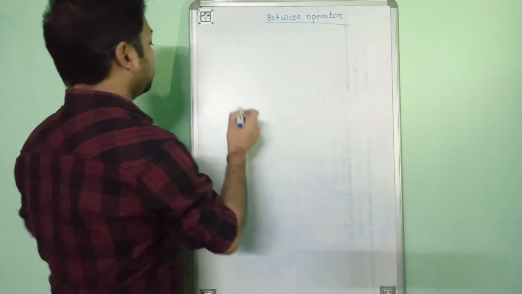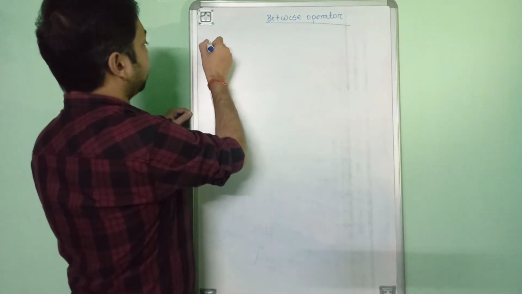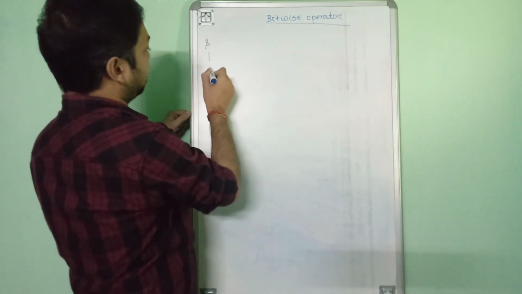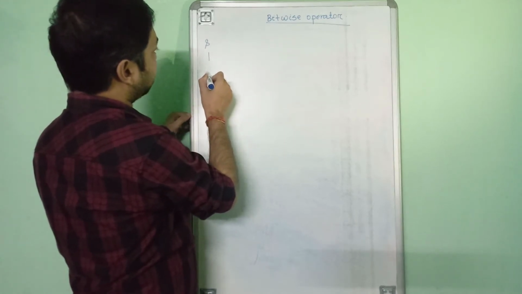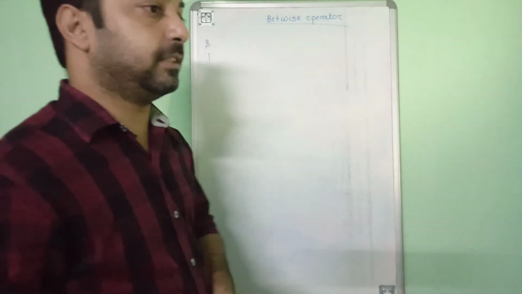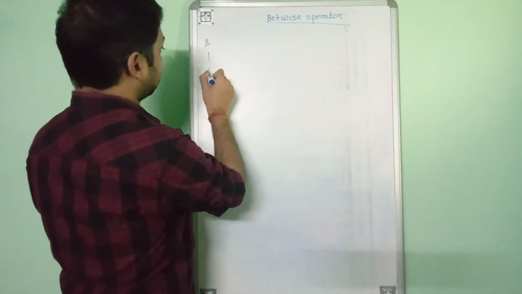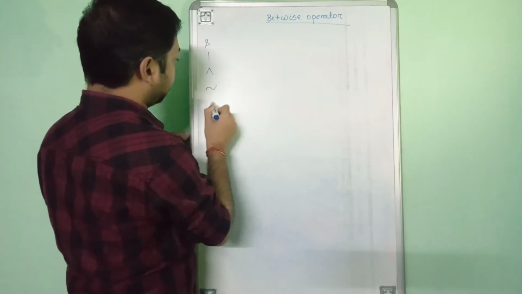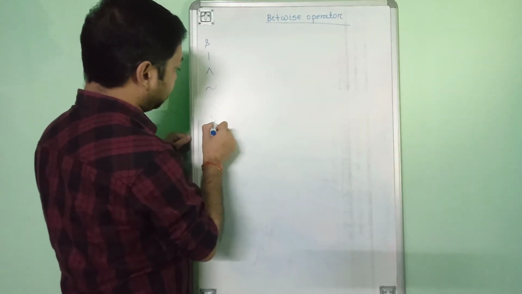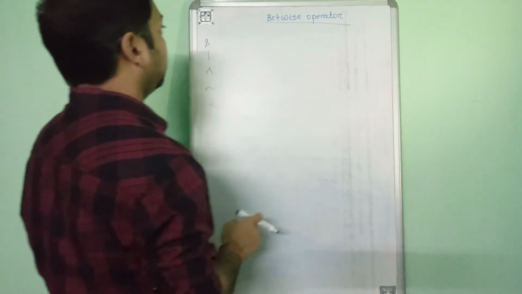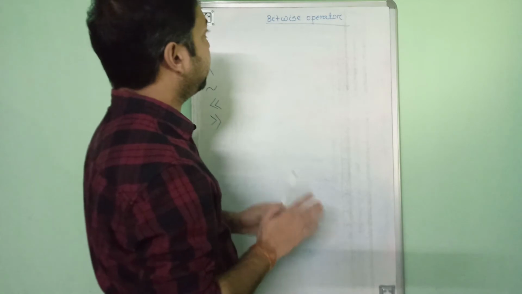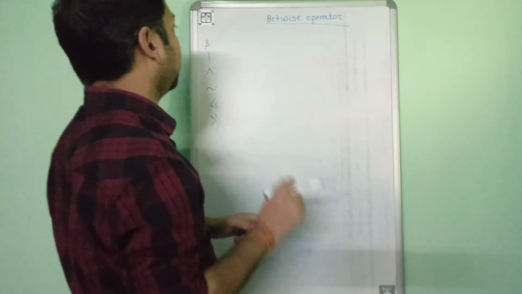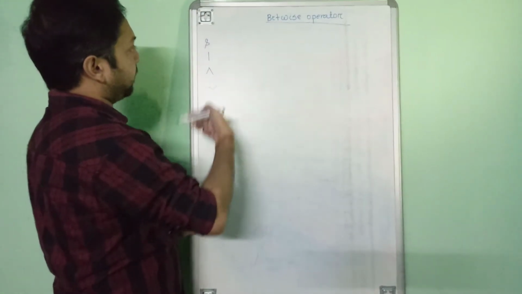So the types of bitwise operator you can see: this is bitwise AND, bitwise OR, then bitwise XOR. Sorry, bitwise XOR. This is one's complement, this is left shift, and this is right shift. As we know, this operator basically operates on the bits of the data. So let us take an example through which we can evaluate all of them.